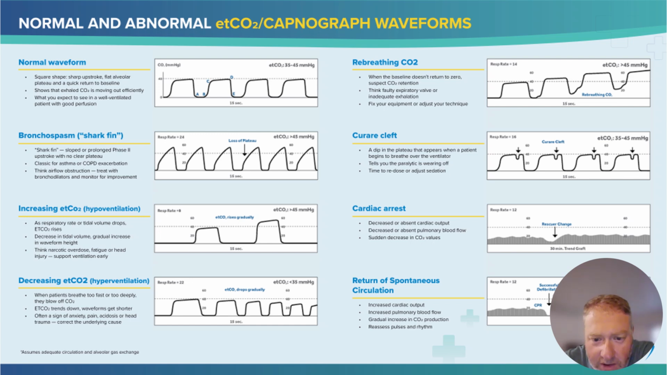The curare cleft, a dip in the plateau that appears when a patient begins to breathe over the vent. So this you may see. This is if they're asynchronous or dyssynchronous with the vent, and they're pulling a breath during a vent breath cycle. Then you'll see that little dip, and that dip just indicates that they are initiating or triggering the vent when it's not ideal for them to.